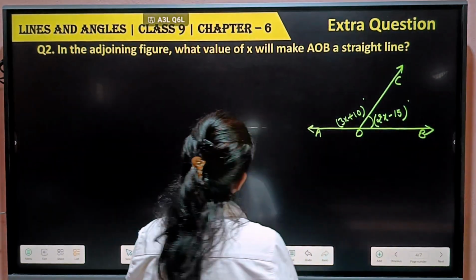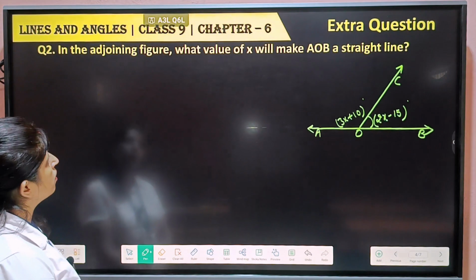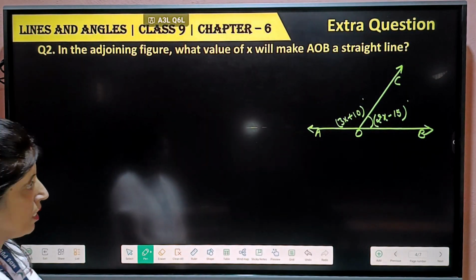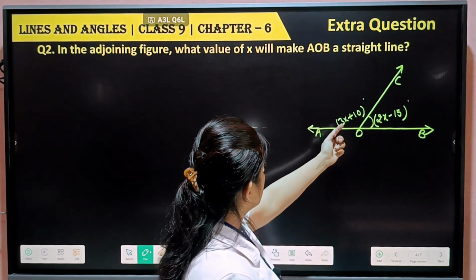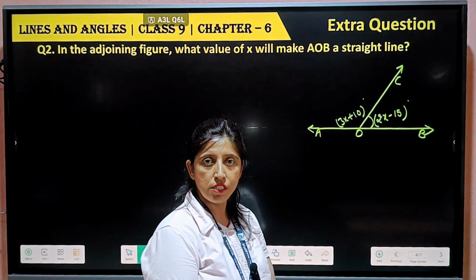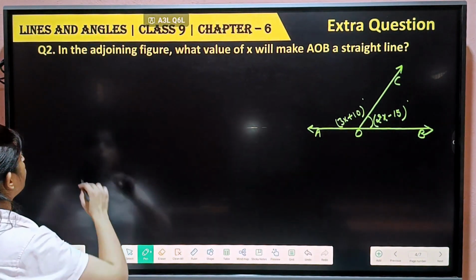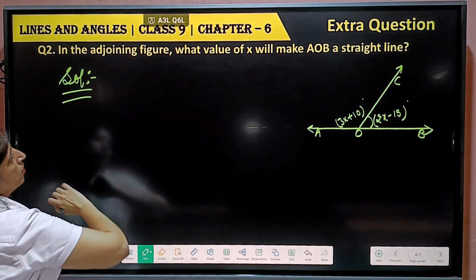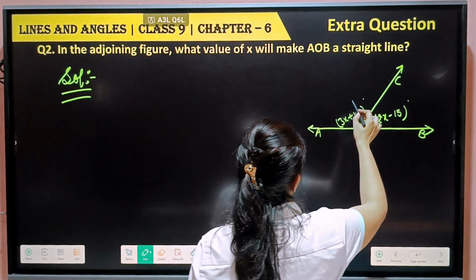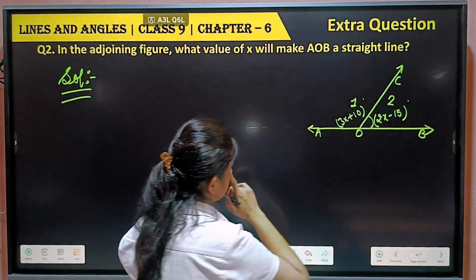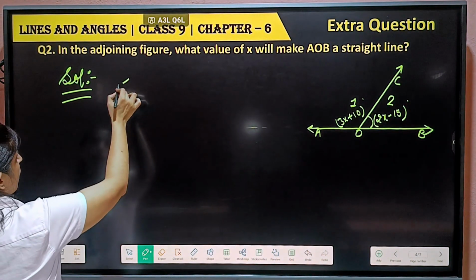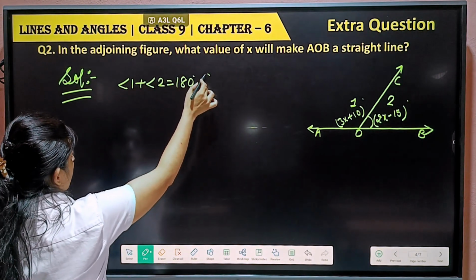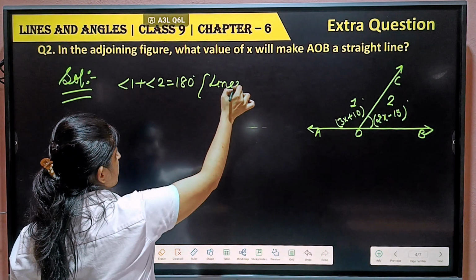In this adjoining figure, in this figure, what value of x will make angle AOB a straight line? Which value of x will it be so that it will become a straight line, right? So suppose this is angle 1, same this is angle 2, right? Angle 1 plus angle 2 is equal to 180 degrees because of linear pair.